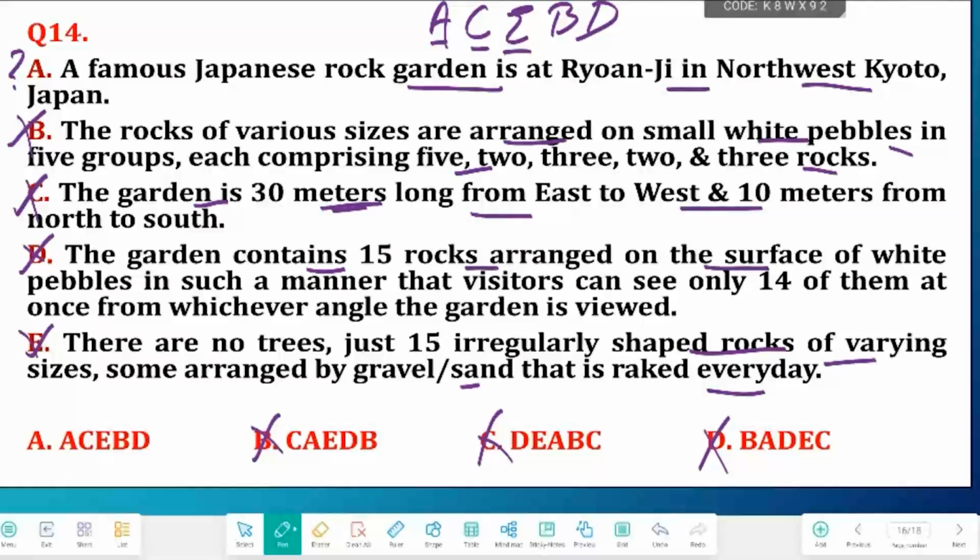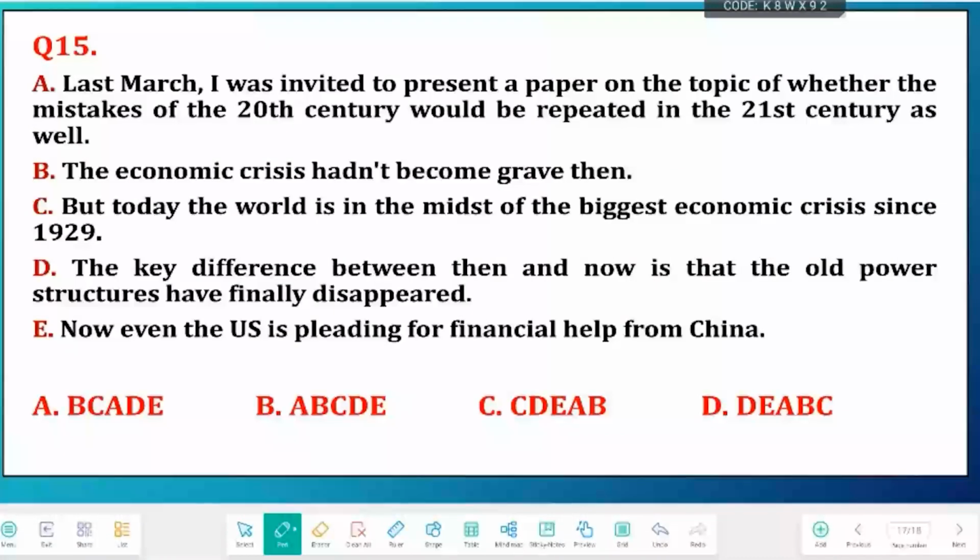उसके बाद B, रॉक्स कैसे है? वेरियस साइजेस के, अरेंज कैसे किए हैं? ओके, वो भी आ गया. एंड द लास्ट बचता है आपका D, the garden contains 15 rocks arranged on the surface. Okay, so correct बैठ रहा है ये. A, C, E, B, D is your correct sequence. I hope you guys have got this right. Without wasting any further time, let's move on to the next parajumble.